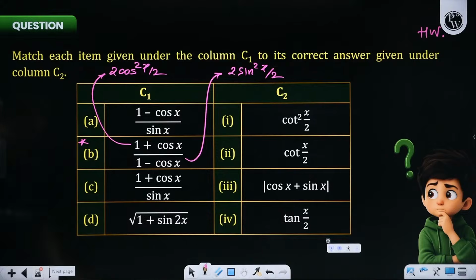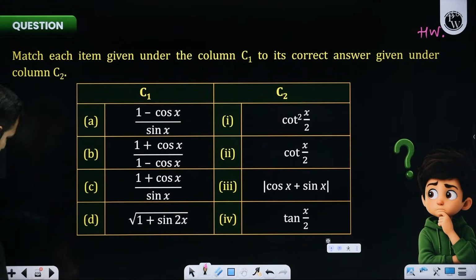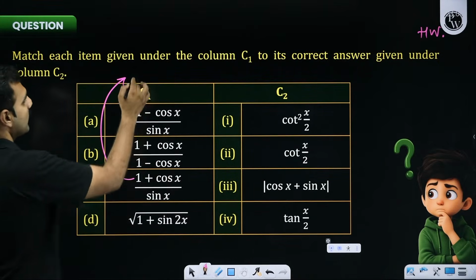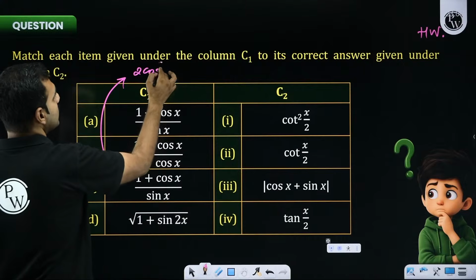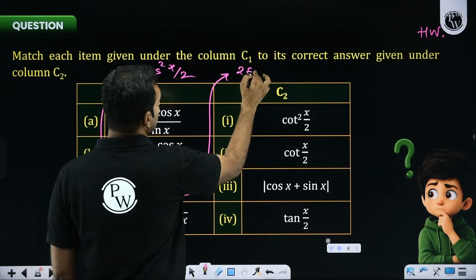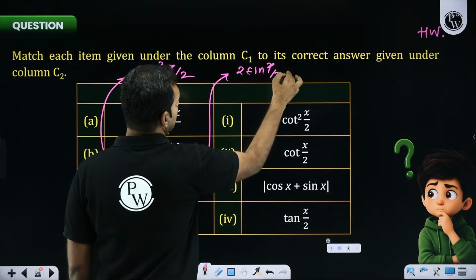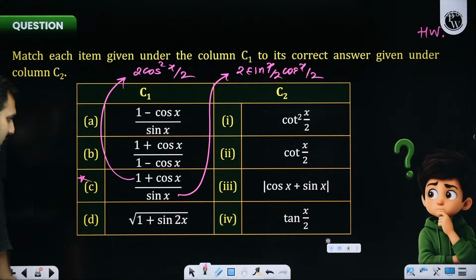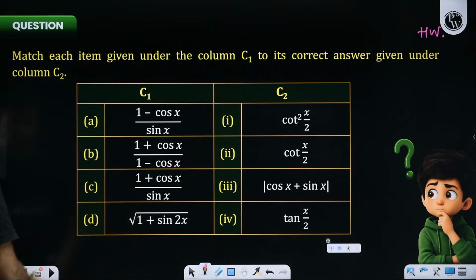For option C, I'll give you the same hint again. 1 plus cos x is 2 cos square x by 2. And for sine x, I'll say apply 2 sine x by 2 cos x by 2. You'll get the answer. Are you realizing the same thing is happening time and again? This D is very beautiful.